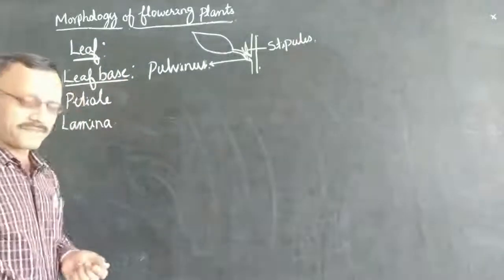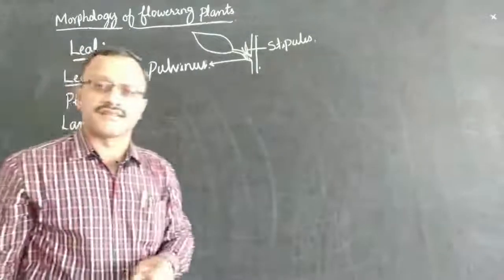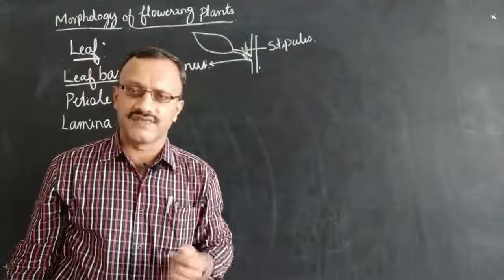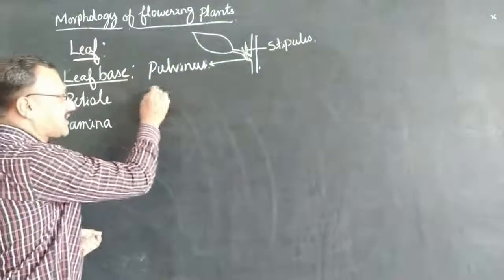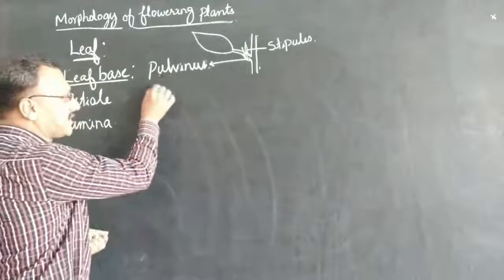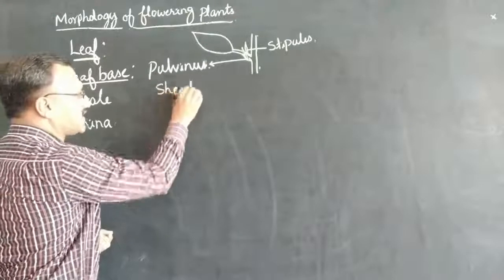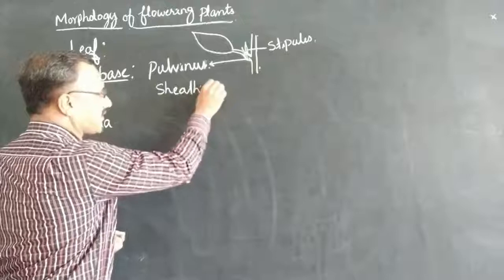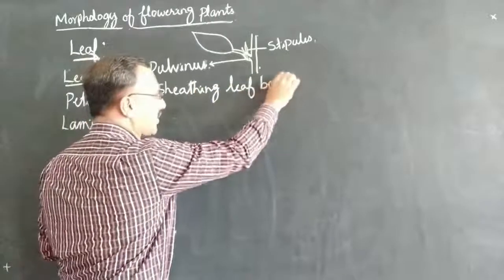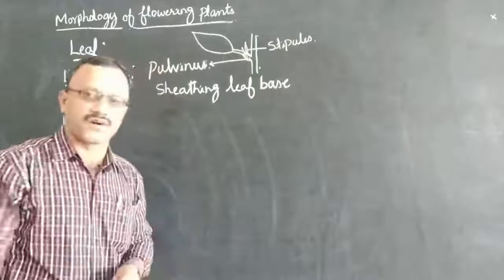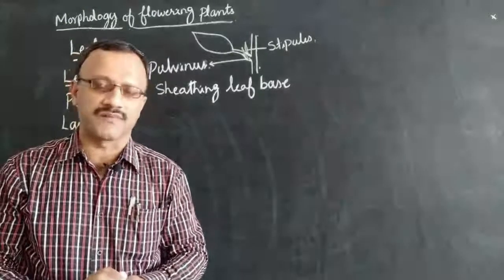the stem. That type of leaf base is called sheathing leaf base. It is one of the features of monocots which is not found in dicotyledons or dicot plants.